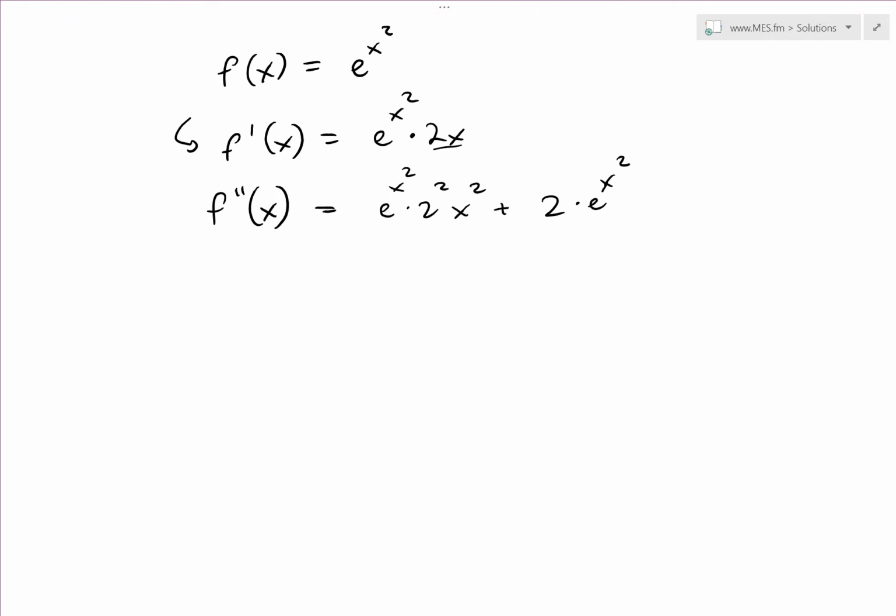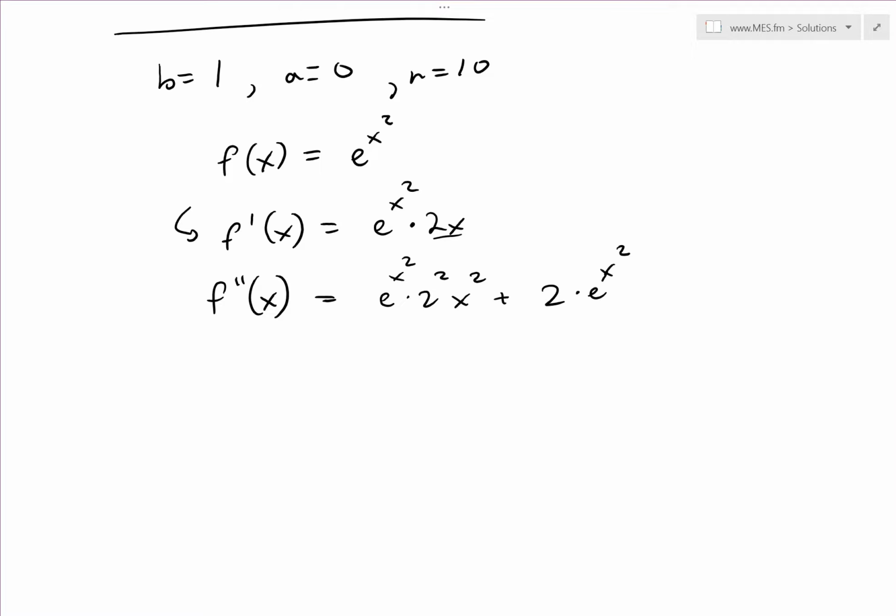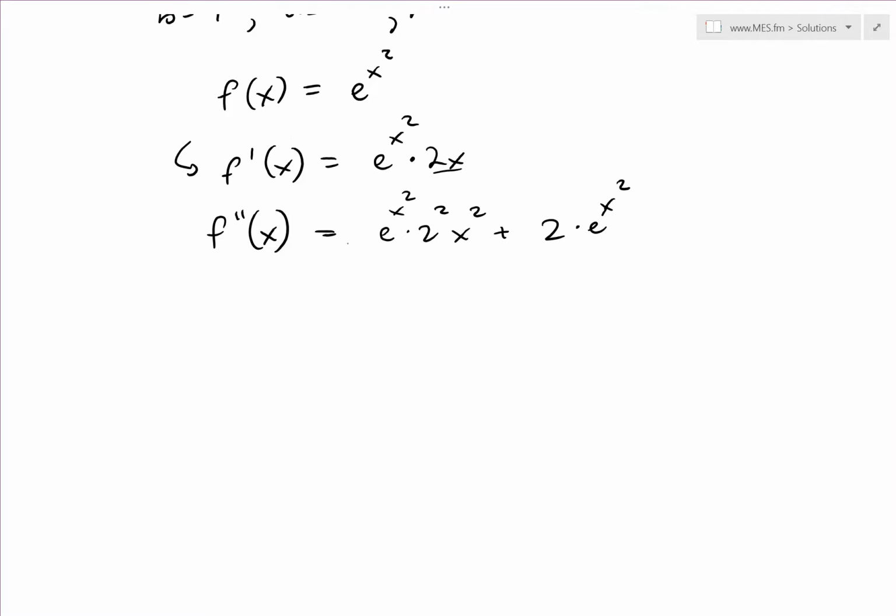I'm doing this all in my head, so you should be able to do this if you're up to the level of this video. So now we need to solve for the third derivative.